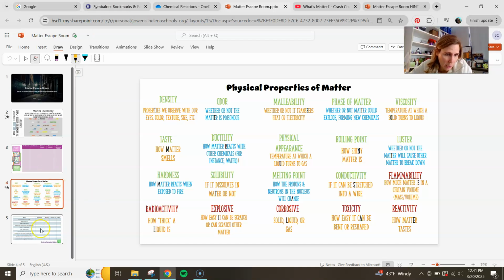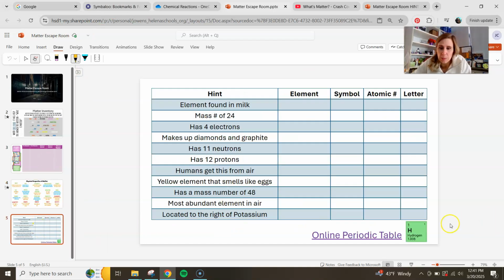Okay, last but not least, you will use the periodic table for this, and you will also need this little guy right here. This little hydrogen atom from the periodic table is going to be your hint as to how to use this. You can Google some of these if you need, but I feel like most of them should be knowledge to you or something you can get from your periodic table. There's a link right here.